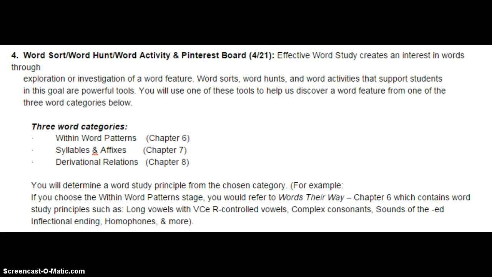And so you're going to use one of these ideas, a word sort, word hunt, or some very hands-on activity that will help us as a class discover a word feature from one of the 3 word categories below. So you're going to refer to your text, and you're either going to teach from the category of within word patterns, syllables and affixes, or derivational relations. So after you choose your category, you're going to decide on a principle.